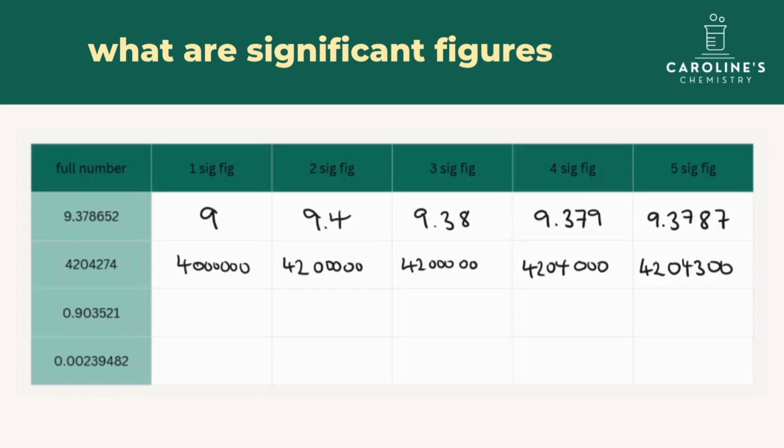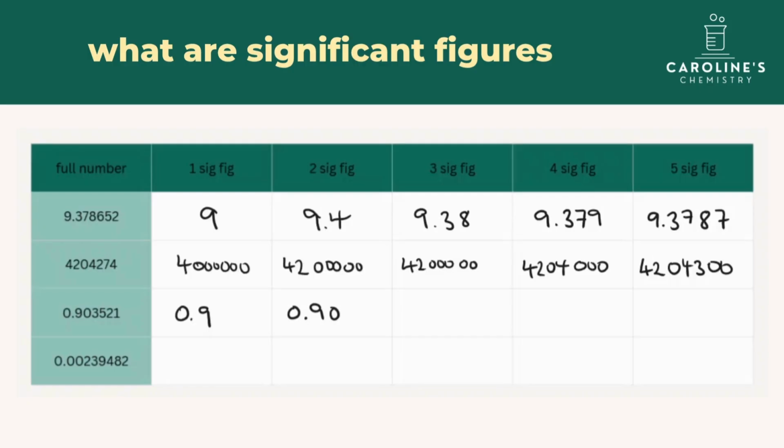Now the next one is a much smaller number. The 0 at the front now doesn't count, so 0 point does not count as a significant figure. So our first sig fig is just 9. The second sig fig is 0.90.